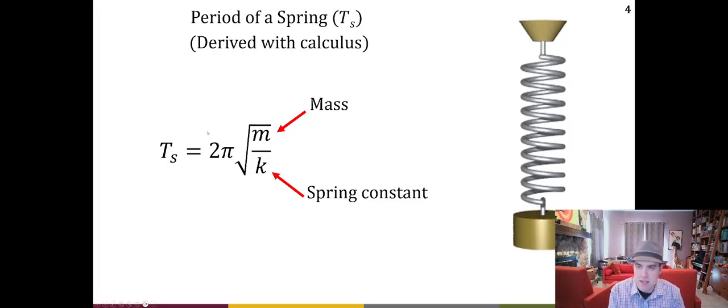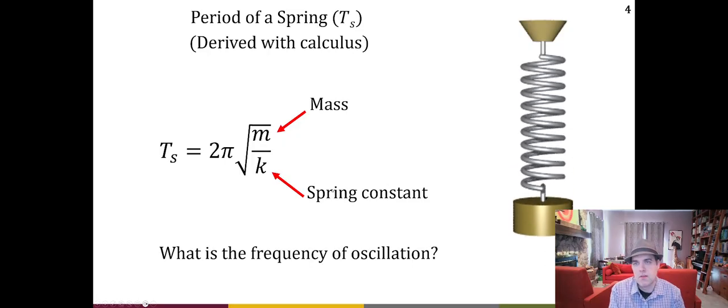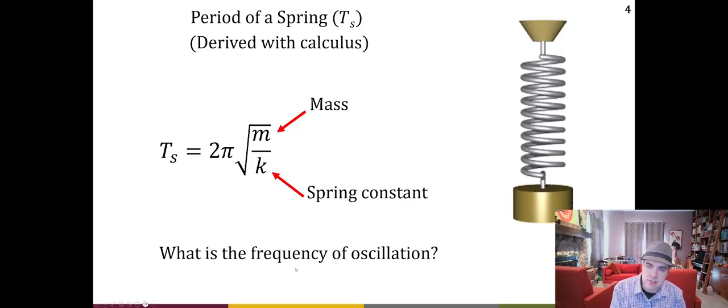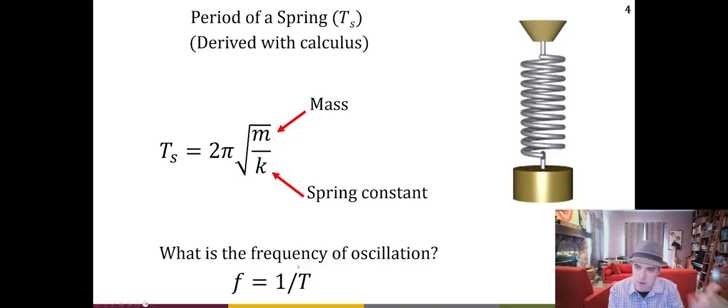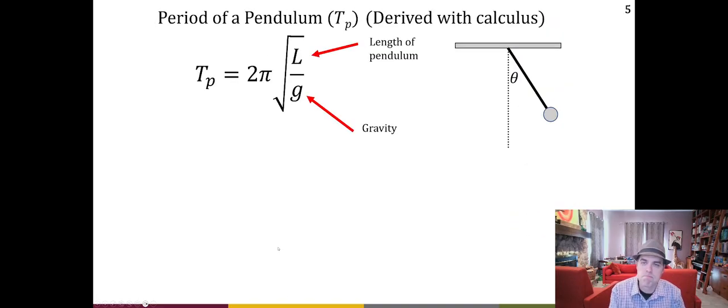And that just equals 2 pi times the square root of m over k, where m is the mass on the spring and k is the spring constant. So what is the frequency of this oscillation? Well, we have the period, so we get the frequency. It's just going to be 1 over that period.